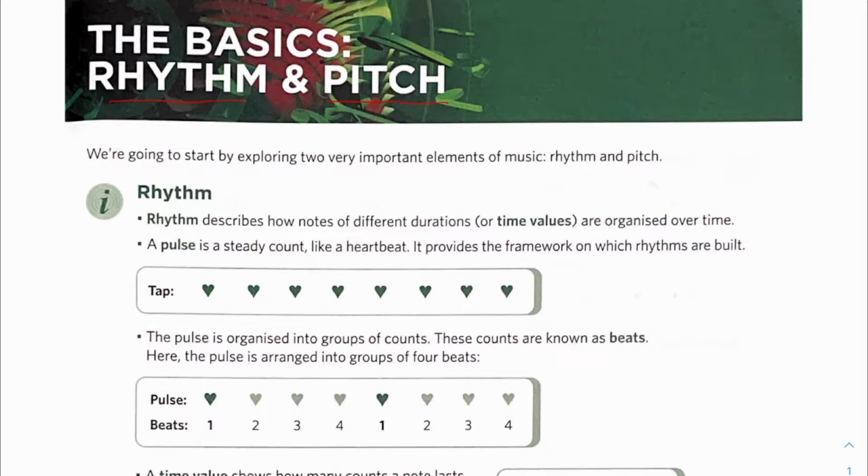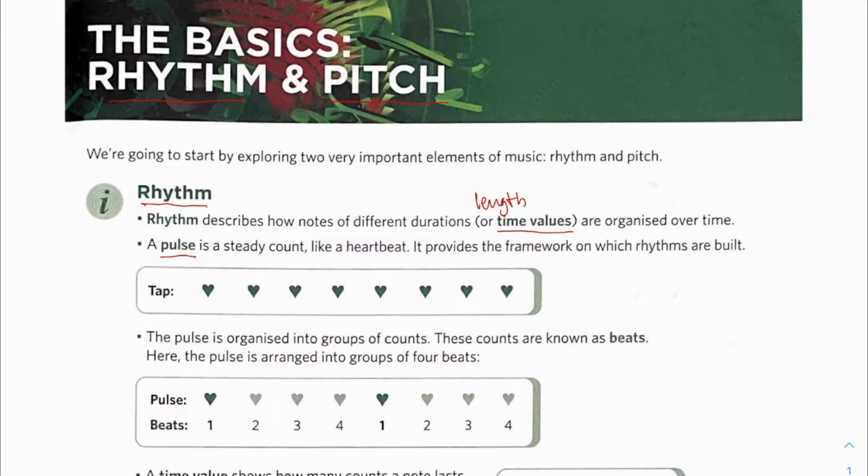So what is rhythm? Rhythm describes how notes of different durations, or length or time values, are organized over time. And a pulse is a steady beat, kind of like our heartbeat. It provides a framework on which rhythms are built. Pulse is actually what we move along with or tap along with when we listen to music sometimes.